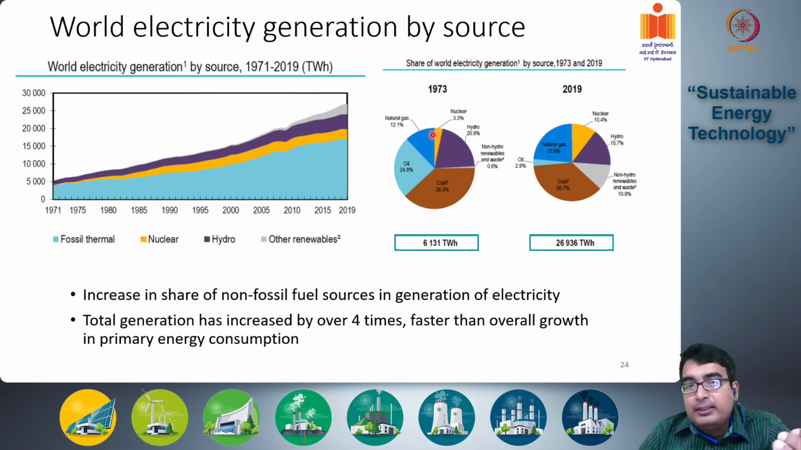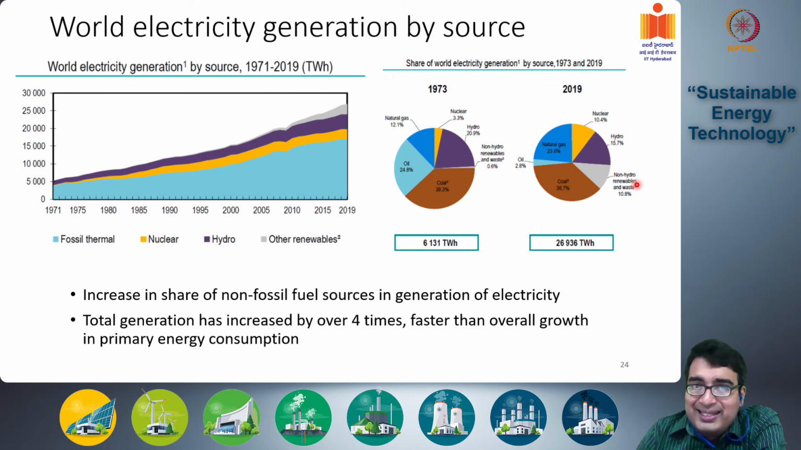Other important aspects: the percentage share of nuclear has increased from 3% to 10%. So a significant increase in nuclear electricity generation capacity. Hydro's fractional share has actually decreased from 20% to 15%, though the overall amount has increased. So hydro remains a significant contributor even though the fractional share has decreased. And non-hydro renewables and waste, which was almost insignificant at 0.6%, by 2019 has become almost as large as nuclear. This is all solar, wind, etc. It has become around 11%. It has grown even further in the last 3-4 years.